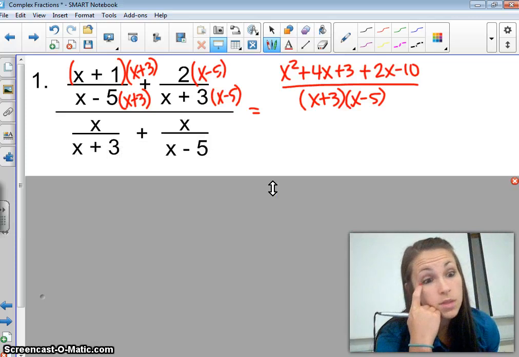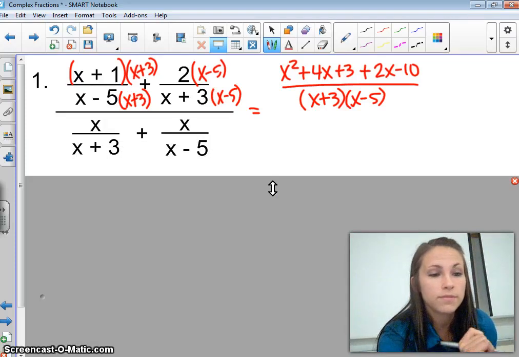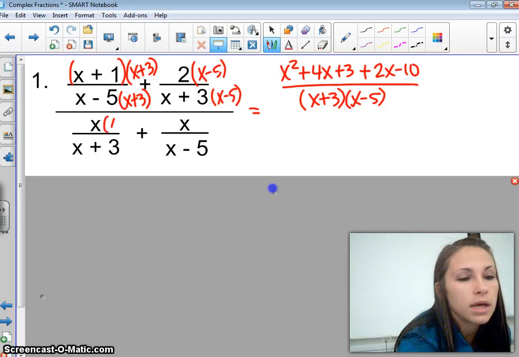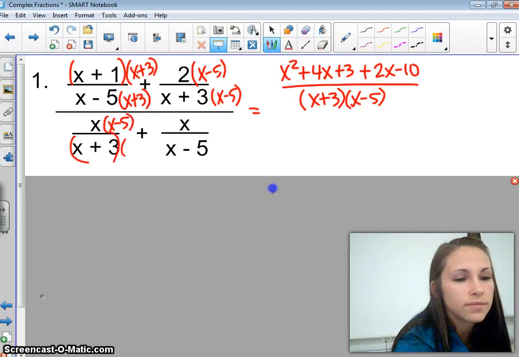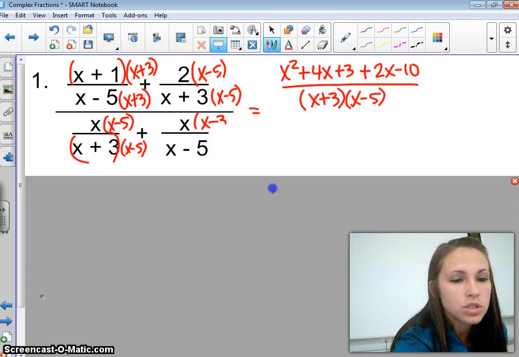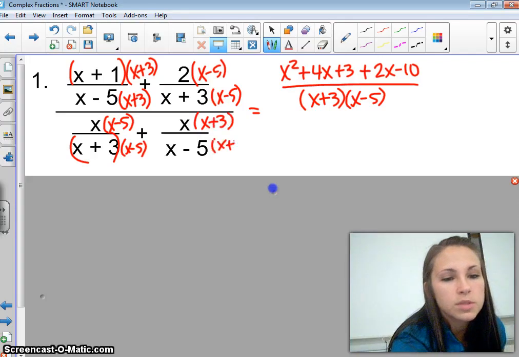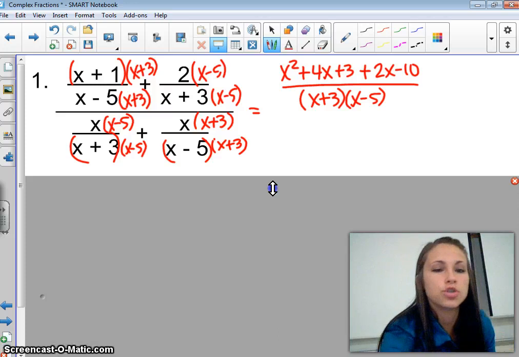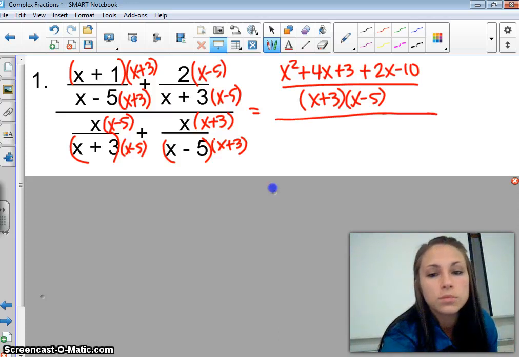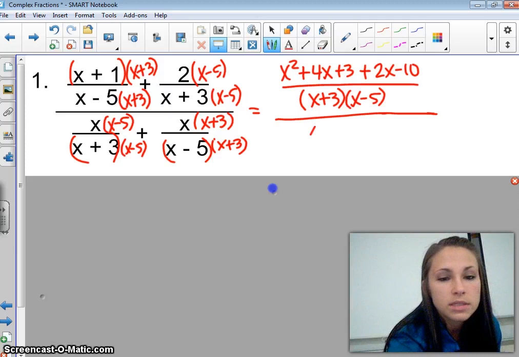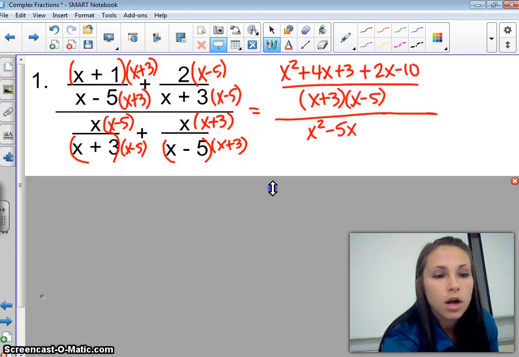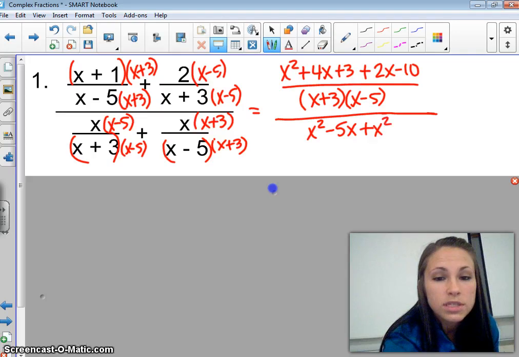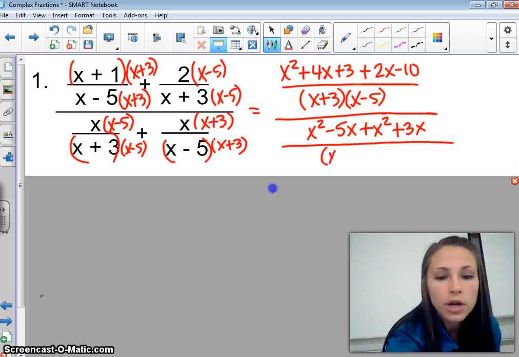Now I'm going to do the exact same thing with the bottom of this fraction. The first fraction needs an x minus 5, and this one needs an x plus 3. Then I'm going to distribute across the top of the bottom fraction. x times x is x squared, and x times negative 5 is a minus 5x. Then the second fraction, x times x gives me a plus x squared, and x times 3 is a plus 3x. And that's all over x plus 3, x minus 5.